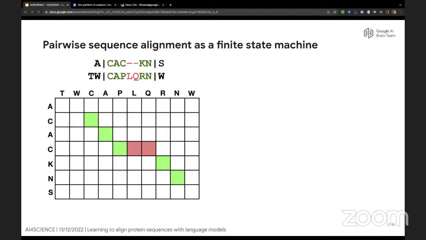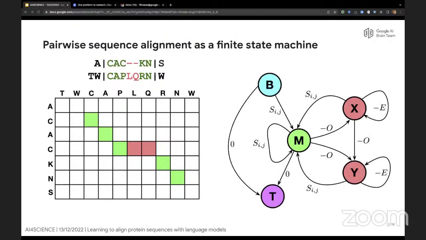And we can actually model this with a finite state machine, which is where hidden Markov models usually come from. And here we have a state for matches, where all transitions into this state basically have the same reward, which is just evaluating the substitution matrix at the pair of residues that we are aligning.